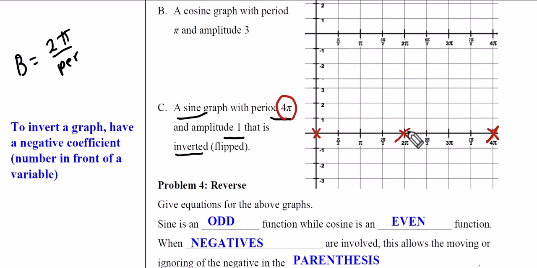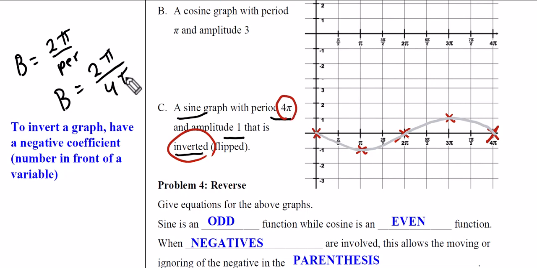Now, we're used to, with this amplitude 1, of putting one here and one here. Oops, where is it? Here. However, it's inverted. That means it's flipped. This is a graph, remember, of that spring that's being stretched out. The period was 4 pi, so if I plug in this 4 pi right here, the pi's do cancel out, and I get 2 over 4. But that must be reduced, so your b value is 1/2.